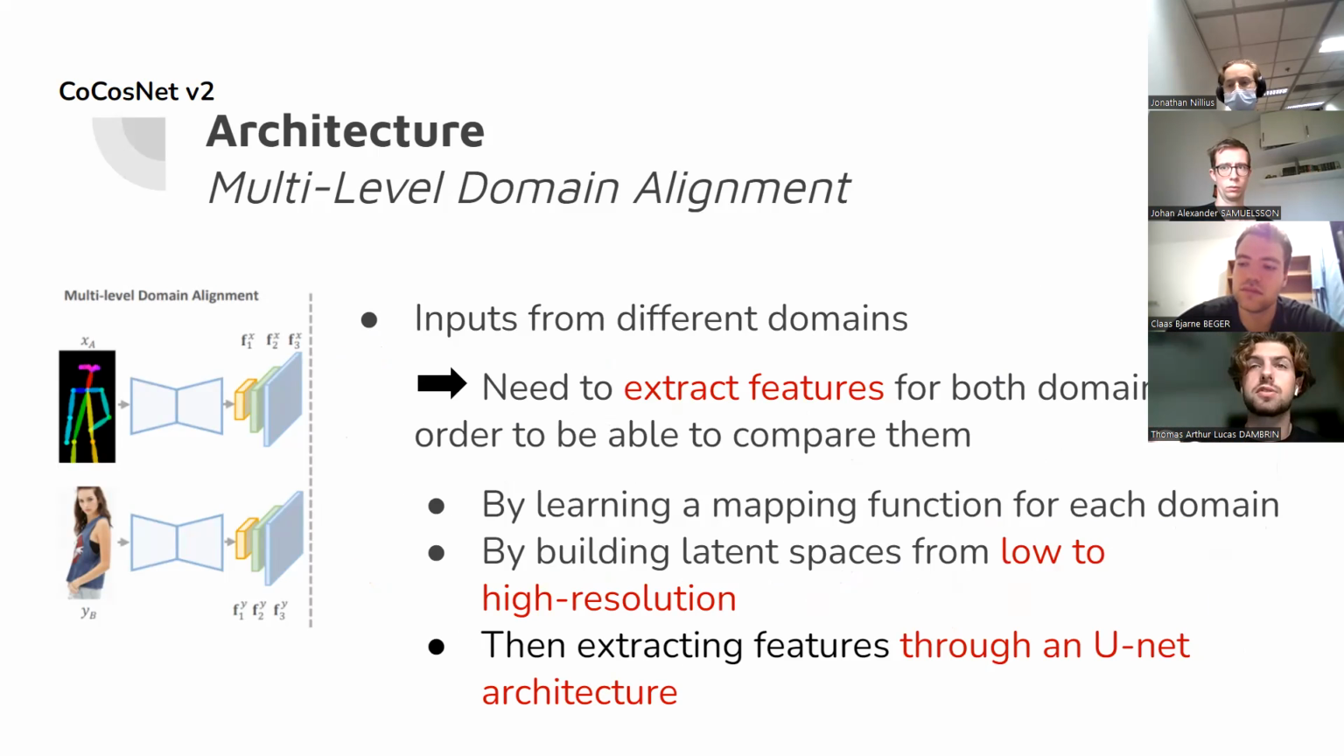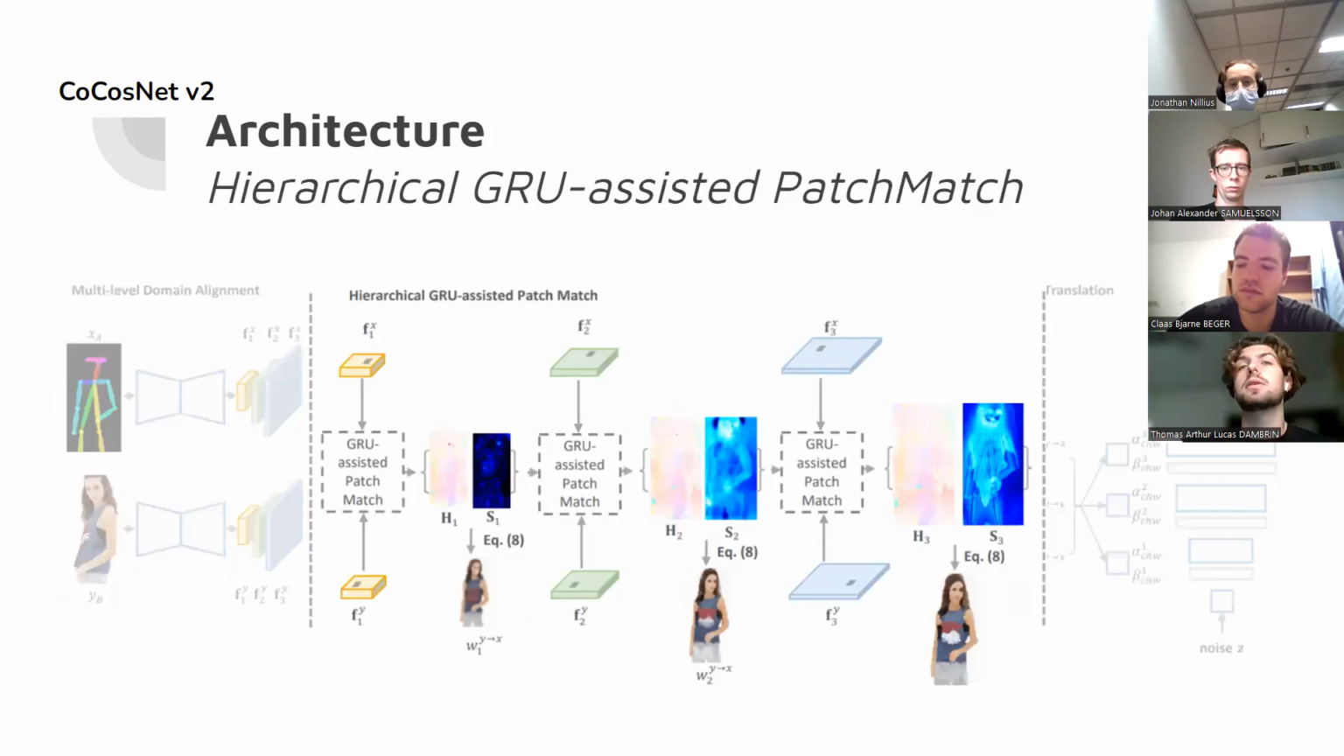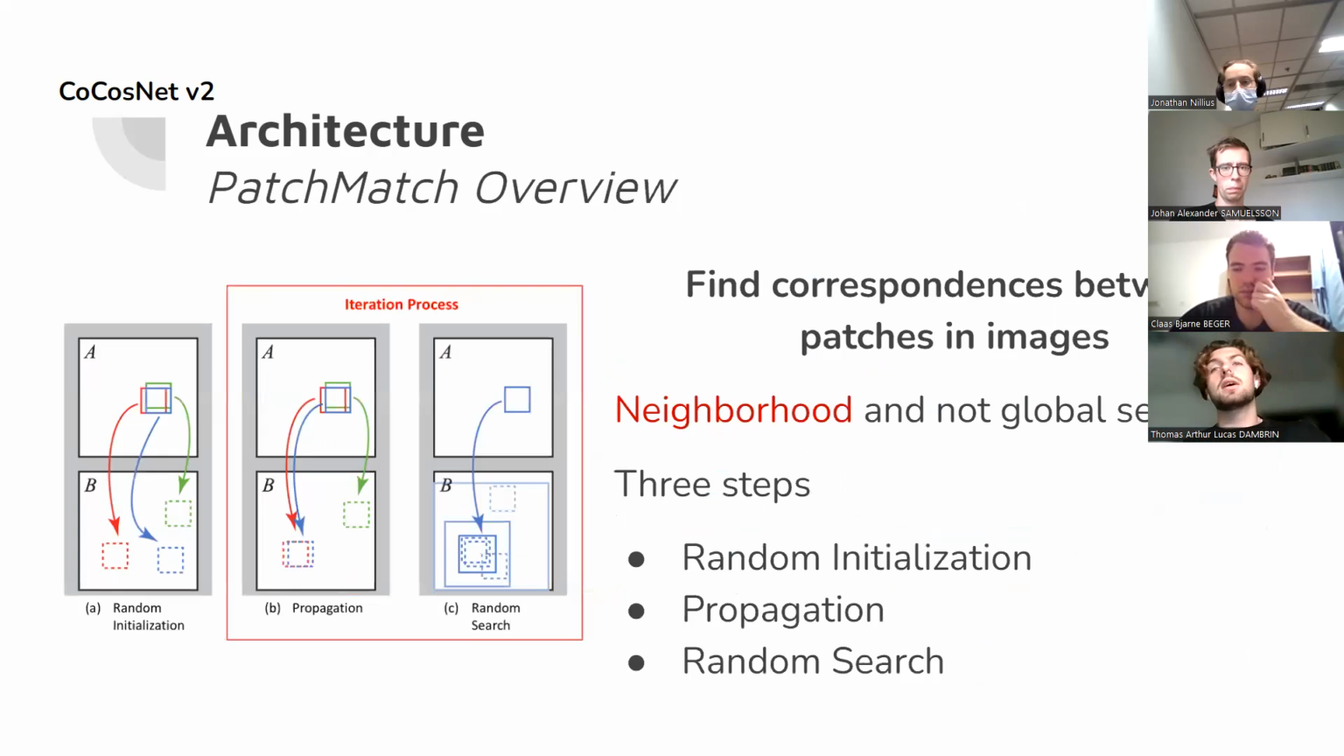Then the next part is to find correspondence in the images. This is done by using patch match. Patch match is an algorithm to find the correspondence based on the neighborhoods and not the global search, with 3 steps: random initialization, propagation, and random search. For our problem, the analysis consists of running patch match on the extracted features.